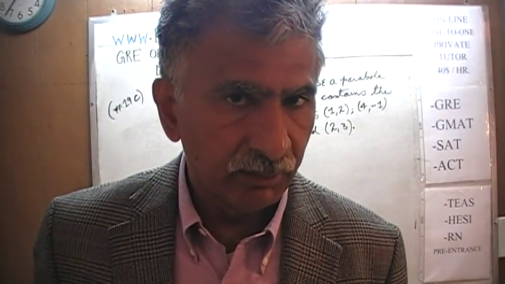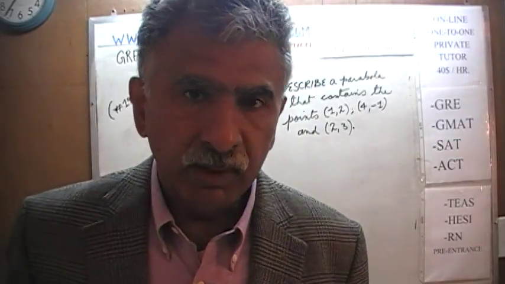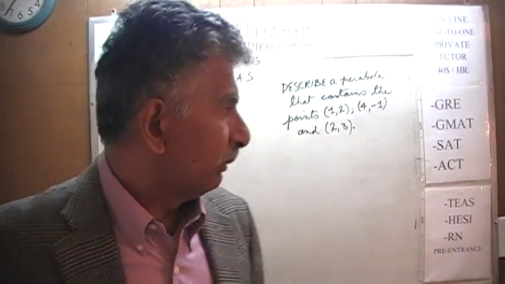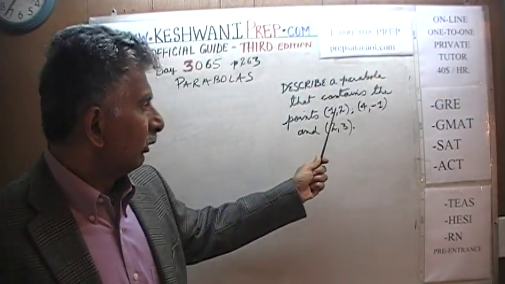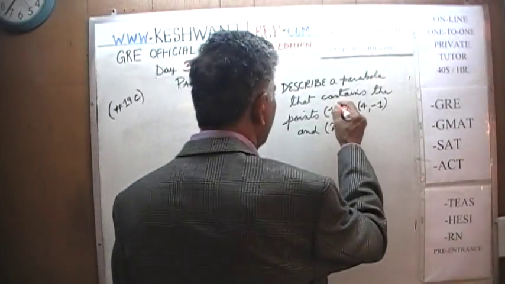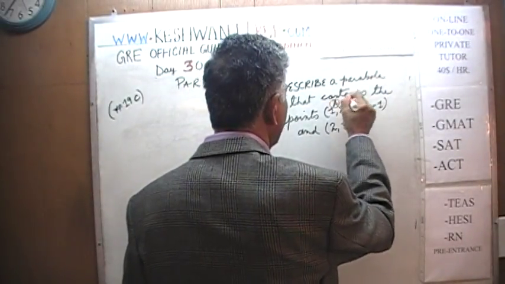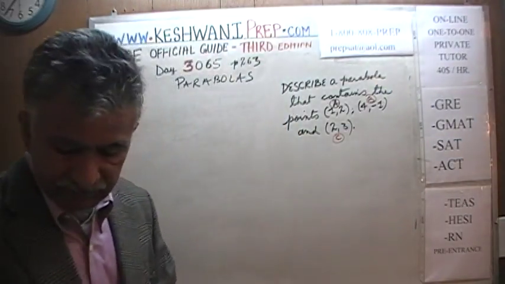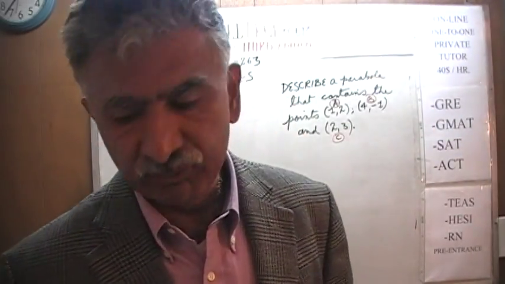The problem that we'll do today, dealing with the parabola, I gave it to you yesterday. In the last video, I gave you the problem, which is still on the blackboard here, and I asked you to work on it. Here we have a parabola, and we are told that it goes through these three points. Let's call these points point A, point B, and point C. We are told that it goes through these three points and we are asked to describe this parabola.